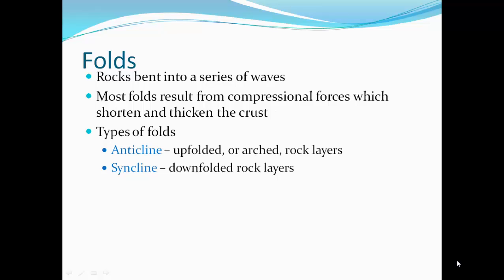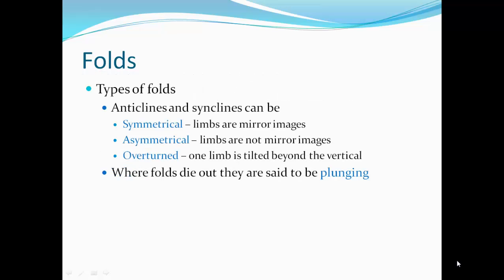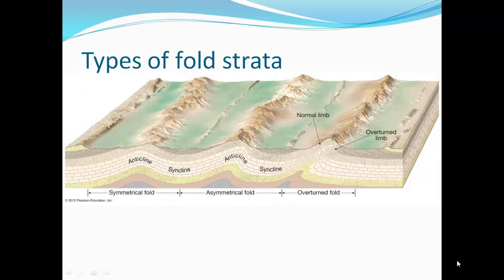There are a couple of types of folds. One is an anticline, or upfolded or arched rock layers. They look like they form arches. And synclines, or downfolded rock layers. Anticlines and synclines can be symmetrical, so the limbs on either side are mirror images, or asymmetrical, where the limbs are not mirror images, or overturned, where one limb is tilted beyond vertical. Where folds die out, they are said to be plunging.